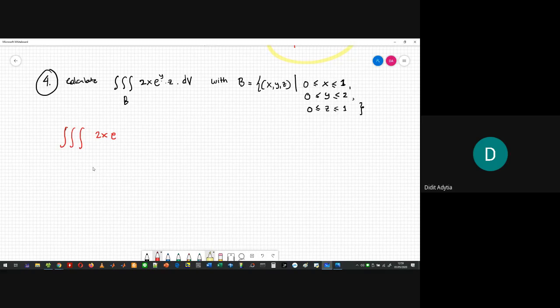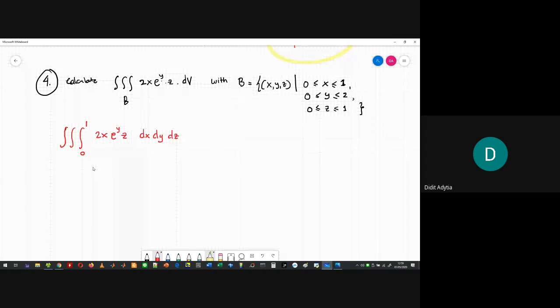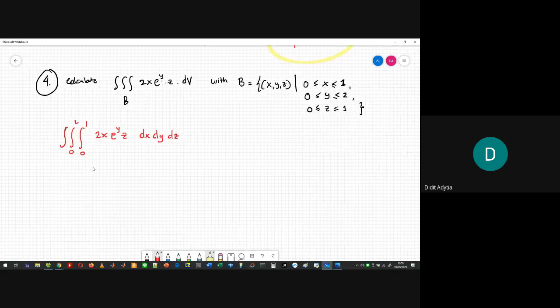2x e to the power of yz. I would like to calculate first with respect to x, and then y, and then z. The x boundary is from 0 to 1, the y boundary is from 0 to 2, and then the z boundary is from 0 to 1. Okay, now what do we have?